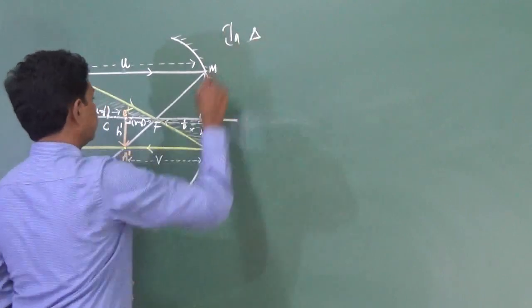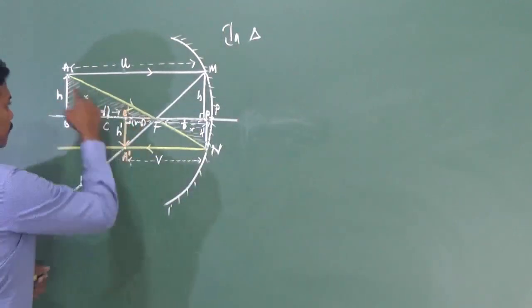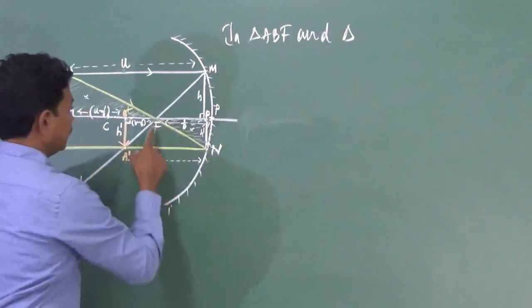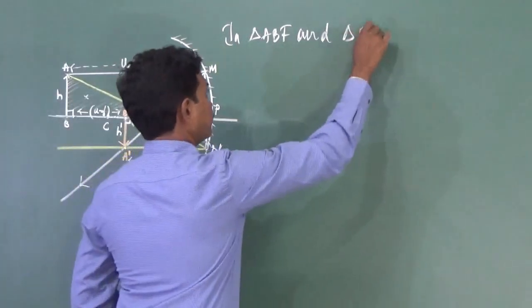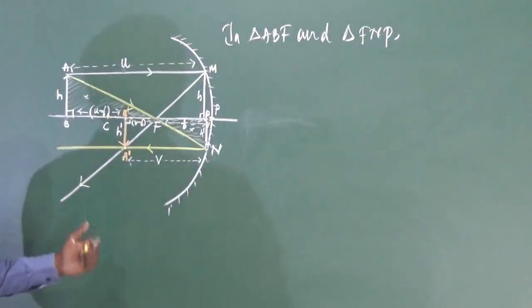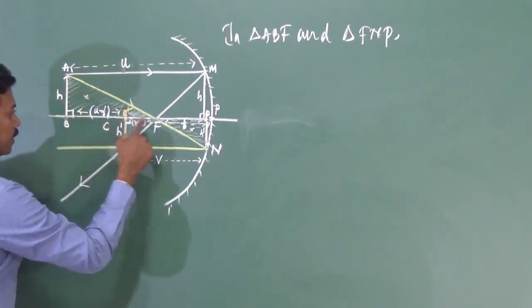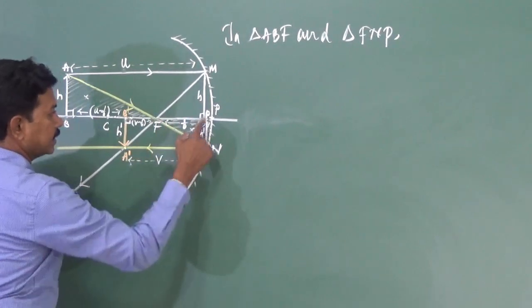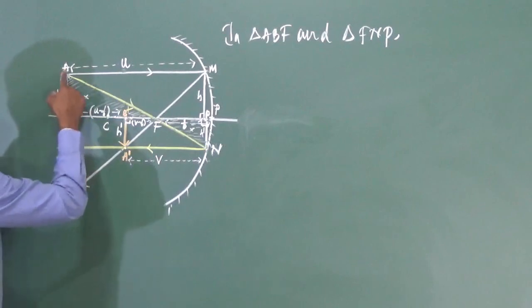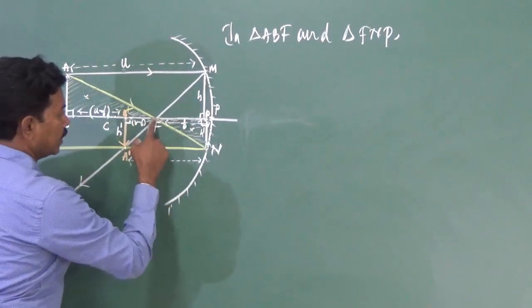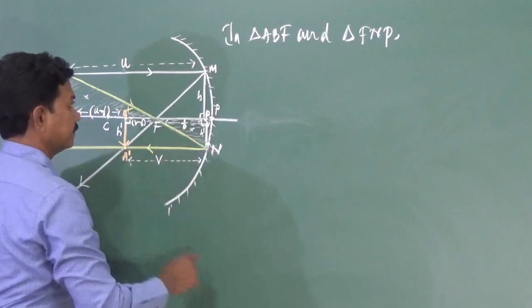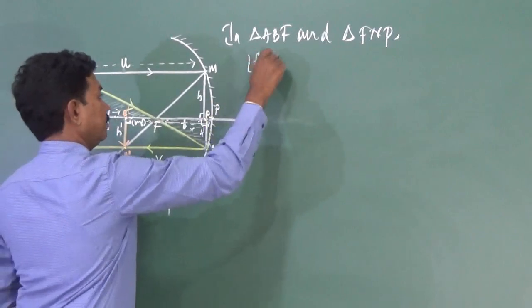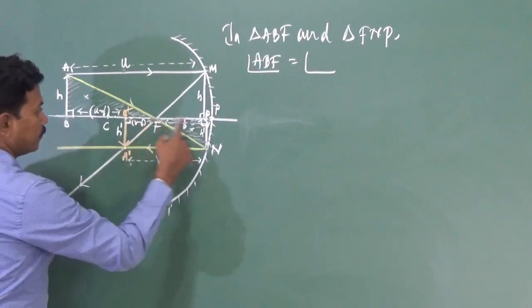So in triangle ABF and triangle FNP, in both the triangles, angle ABF is equal to angle FPN, because this line is drawn perpendicular to the principal axis. So angle ABF is equal to angle FPN. I will show you once again: angle ABF is equal to angle FPN.